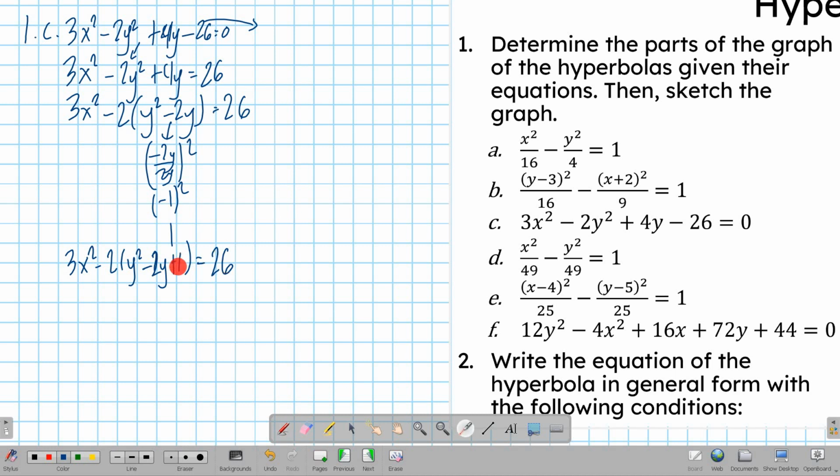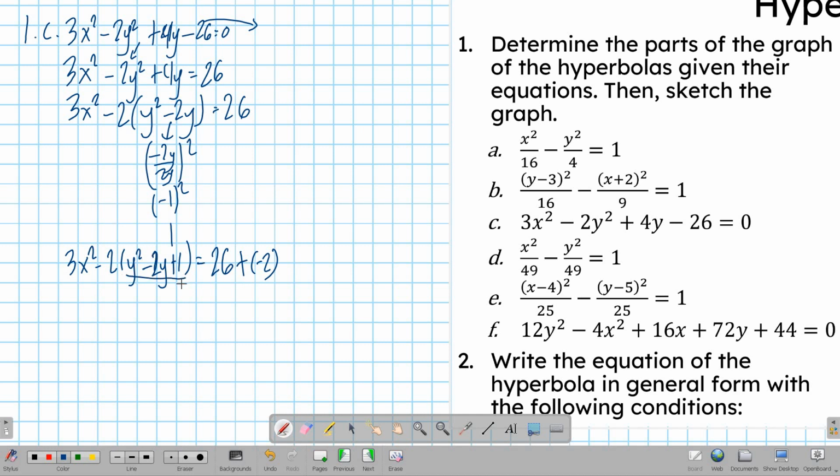Because this is 1, but it has to be multiplied to negative 2. So 1 times negative 2 is negative 2. So what we have added on the left side is actually negative 2. And that's also what we add on the right side. Since we added negative 2 on the left side, we add negative 2 on the right side as well.